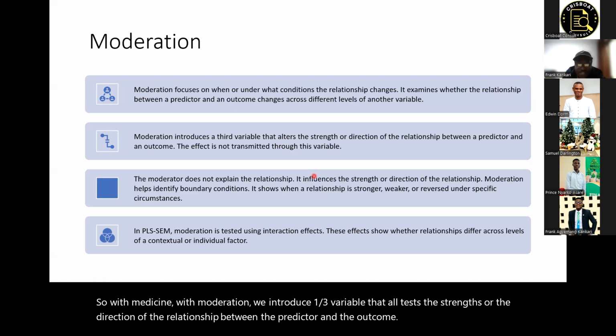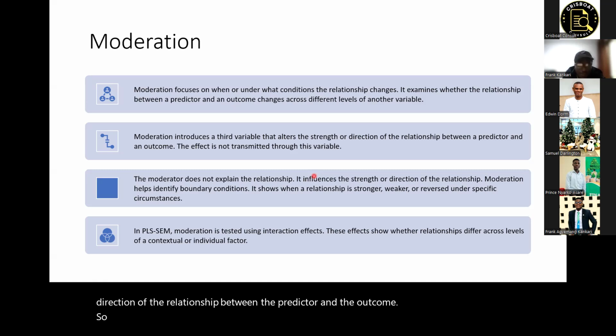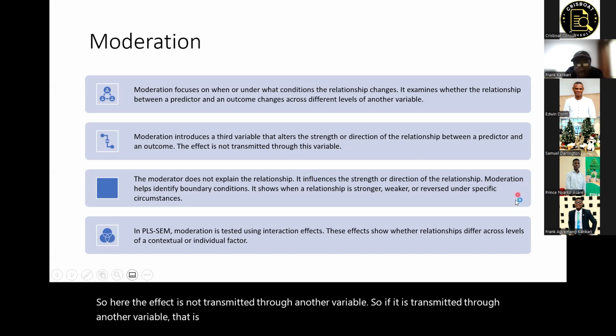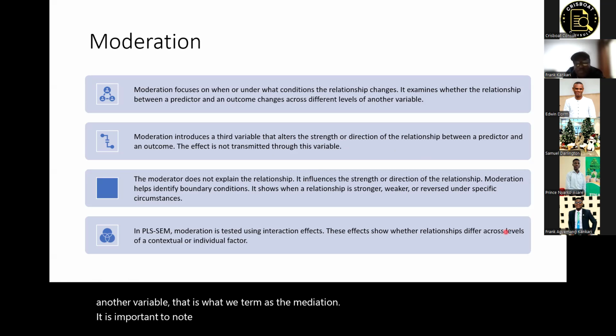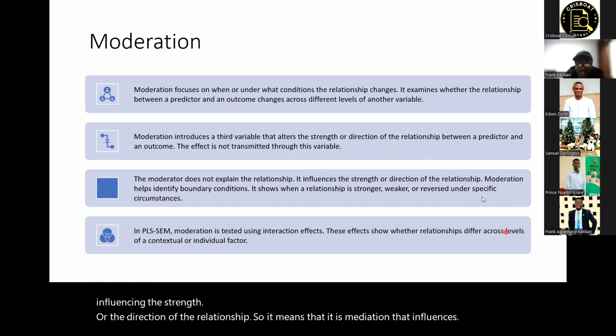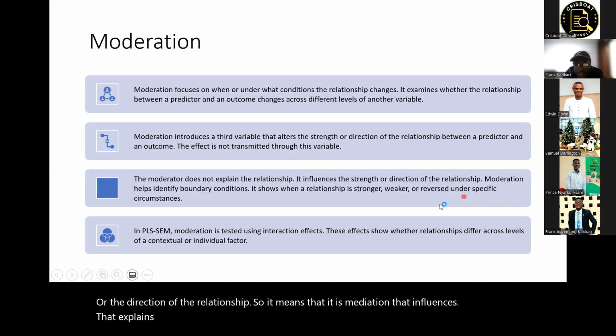So here, the effect is not transmitted through another variable. If it is transmitted through another variable, that is what we term as mediation. It is important to note that the moderator does not explain the relationship. It only influences the strength or the direction of the relationship. So it means that it is mediation that explains the relationship, right?